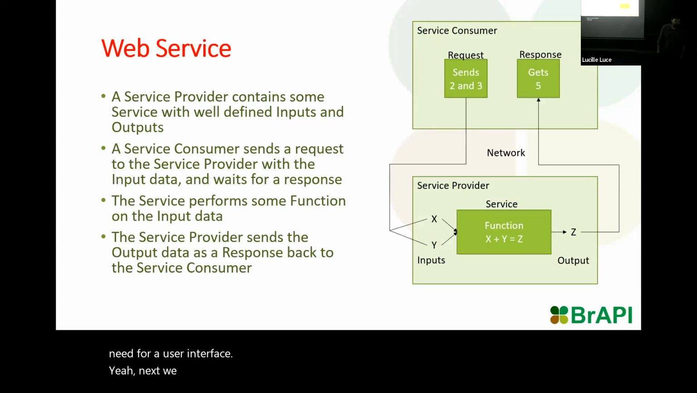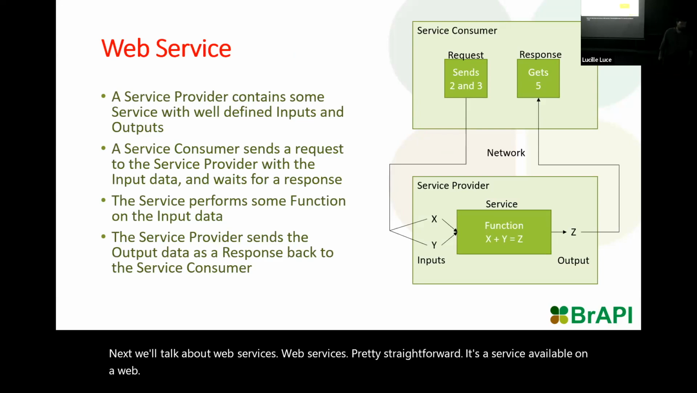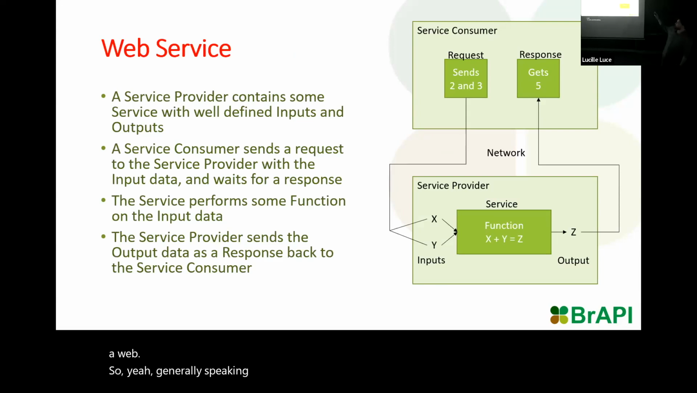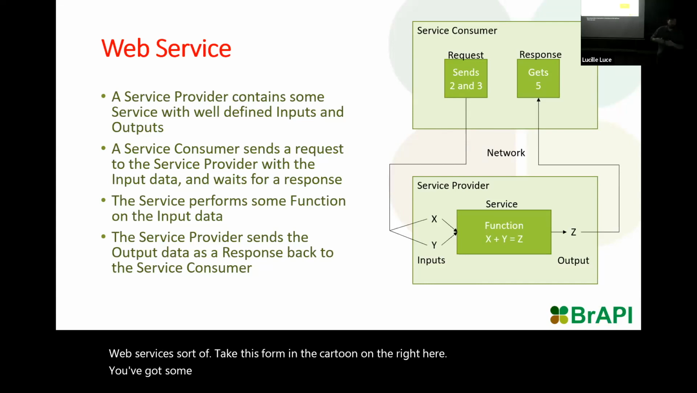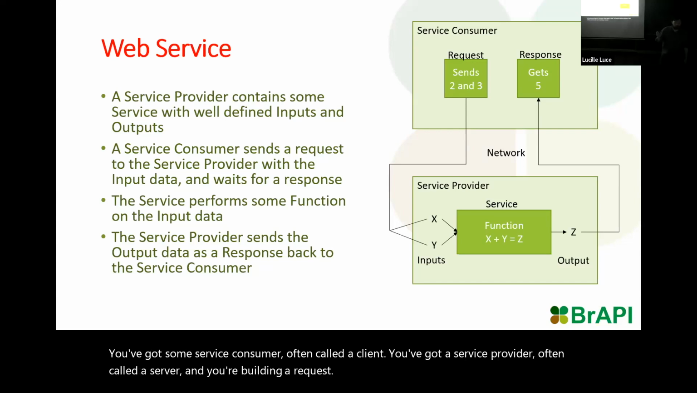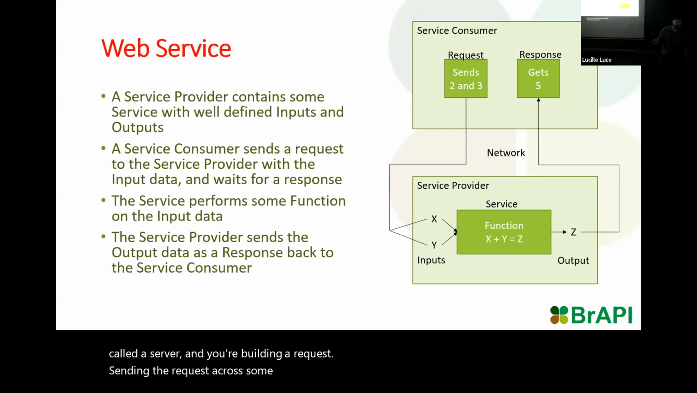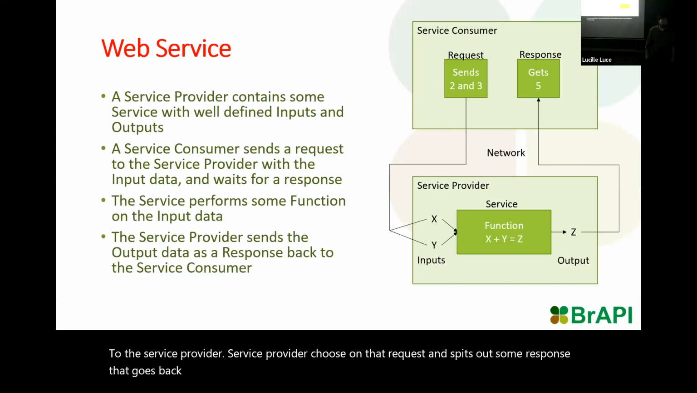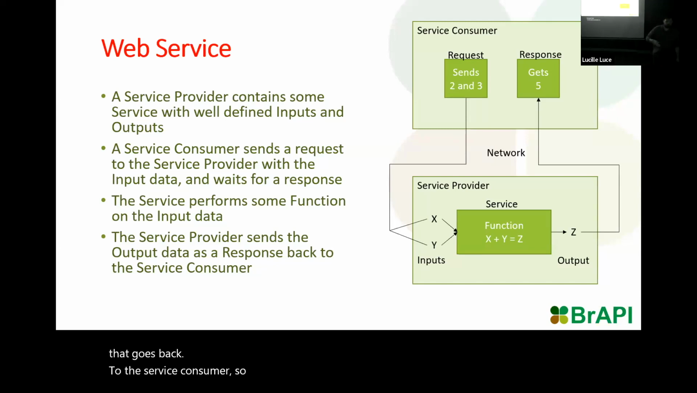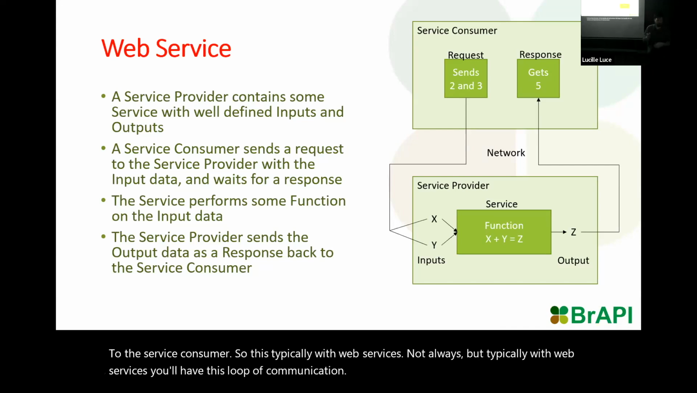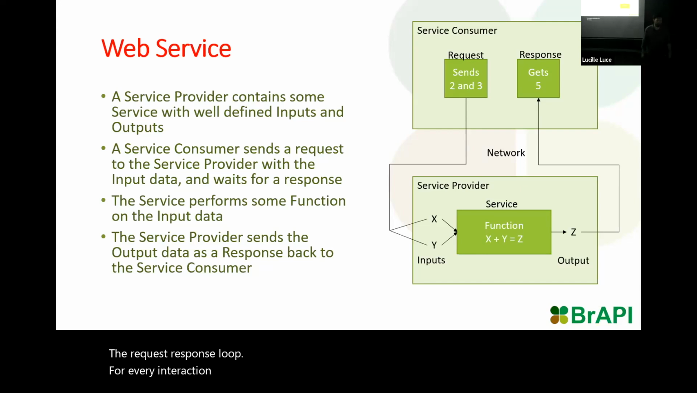Next we'll talk about web services. Web services, pretty straightforward. It's a service available on the web. Generally speaking, web services take this form in the cartoon on the right here. You've got some service consumer, often called a client. You've got a service provider, often called a server. And you're building a request, sending the request across some network to the service provider. The service provider chews on that request and spits out some response that goes back to the service consumer. Typically with web services, not always, you'll have this request-response loop for every interaction between the two systems.